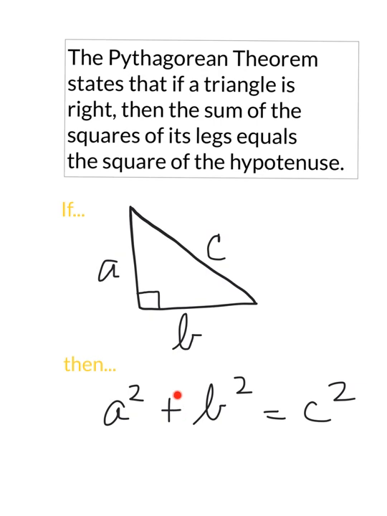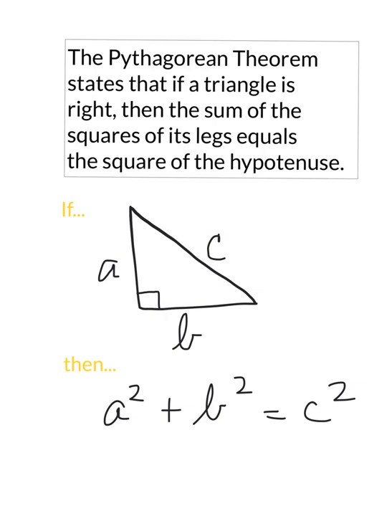So here we have the sum. Here we have one leg, and we square it. Here we have the other leg, and we square it. So this is the sum of the squares of the legs equals the square of the hypotenuse. So here's the hypotenuse. Here's the hypotenuse squared.